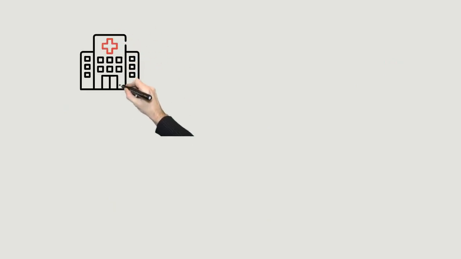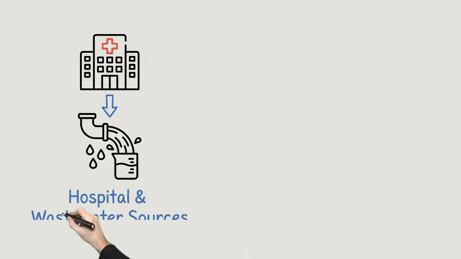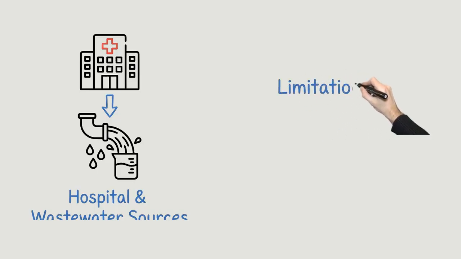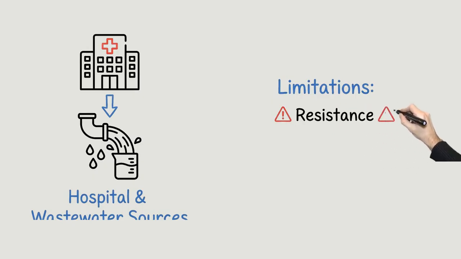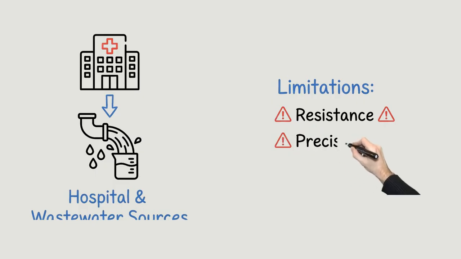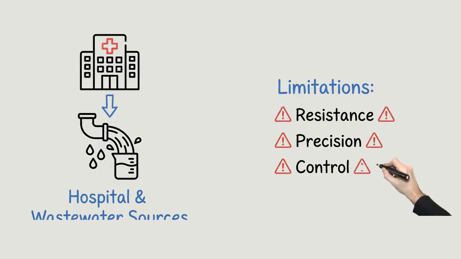Conceptually, this could matter in places like hospitals, biofilms on medical devices, or wastewater systems where resistance genes circulate constantly. But it's still experimental. There are serious limitations. Bacteria can evolve resistance to the drive itself through mutations or anti-CRISPR proteins. Targeting must be precise to avoid harming beneficial bacteria. Once a self-spreading system is released, controlling or recalling it is difficult. These are active research problems, not solved ones.